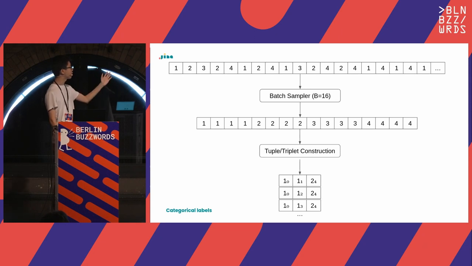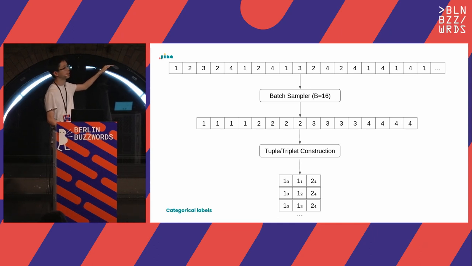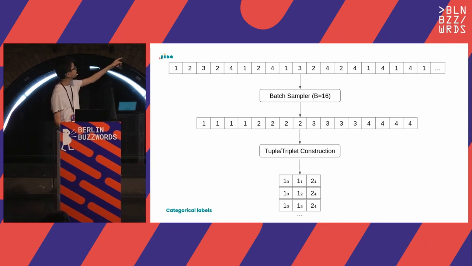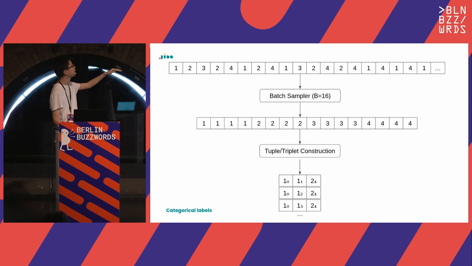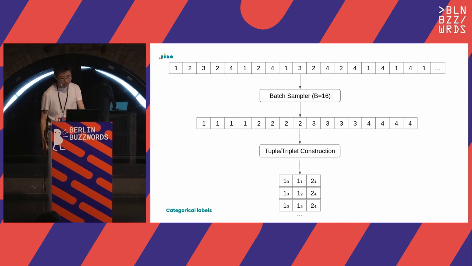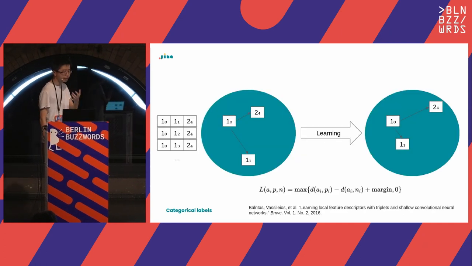1_0, 1_1, 2_4. The 1_0 is basically what we call the anchor. The 1_1 is the positive, where the underscore one is basically the position of this item in the batch. So we end up with a lot of triplets, where 2_4 is basically class label 2 at position 4. After this triplet construction, we will end up with a lot of triplets as our training data. Then we feed these triplets into our deep learning model.